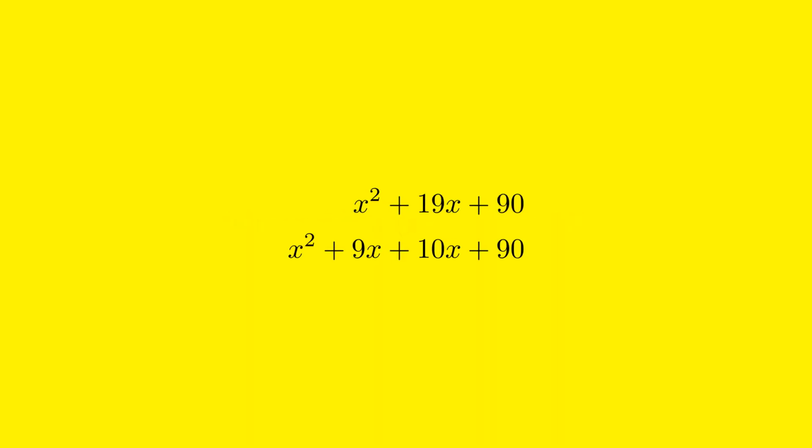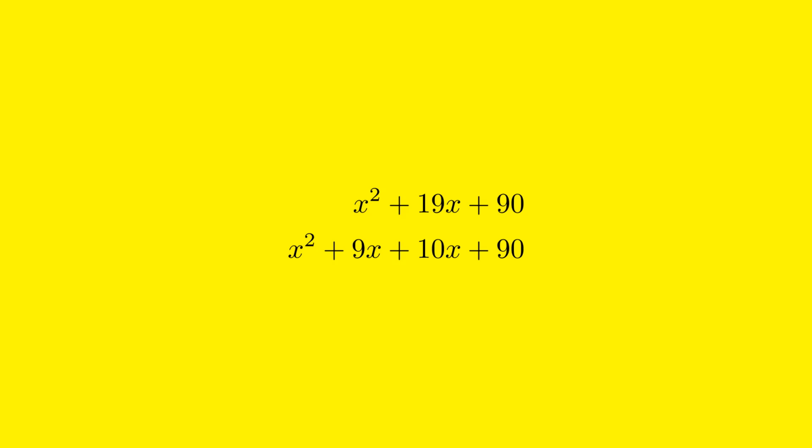Step 1. Identify the quadratic expression x squared plus 19x plus 90. To factor it, we need to find two numbers that multiply to 90 and add up to 19. Start by considering the factors of 90. The factors of 90 include 1 and 90, 2 and 45, 3 and 30, 5 and 18, 6 and 15, 9 and 10. Among these pairs, the combination that adds up to 19 is 9 and 10.